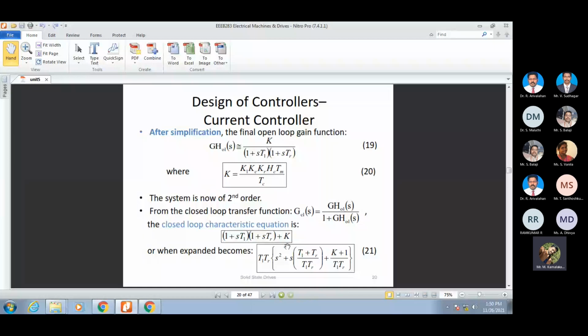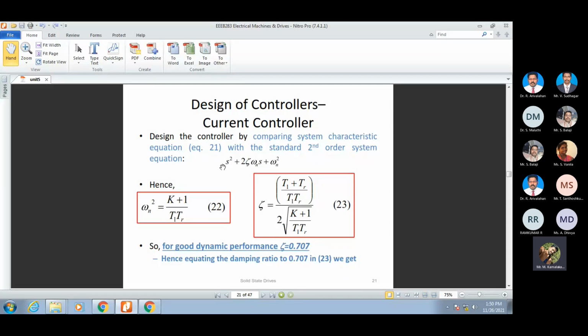The characteristic equation of the second order system is well known. It is S square plus 2 times eta into omega n S plus omega n square. So with this simplification, we have omega n square equal to (K plus 1) divided by (T1 into TR). And the damping ratio eta is equal to ((T1 plus TR) divided by (T1 into TR)) divided by 2 times the square root of ((K plus 1) divided by (T1 into TR)).